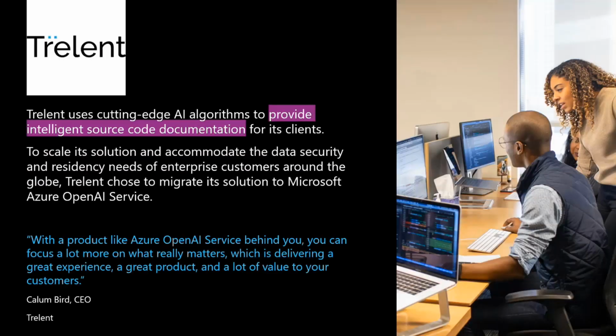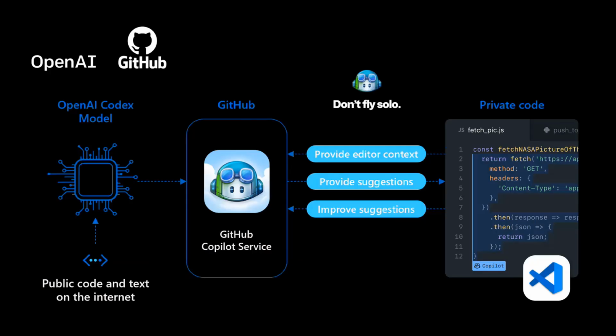And a completely different area, and this is closer to us technical people, to us developers. Trellant company is using AI services to provide intelligent source code documentation. I'm speaking for myself: I'm not a big fan of documenting my own code. But I'm super happy that we can get support from OpenAI APIs now.